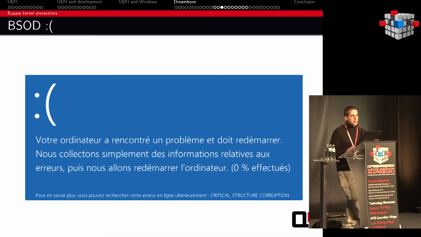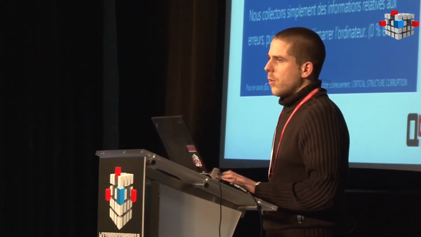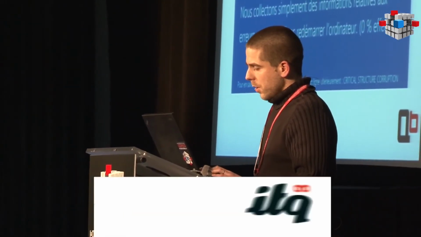But if we only do that, we have a typical blue screen of death, in French in this case, with a critical structure corruption exception. In this case, it's PatchGuard that detects something bad happening. In fact, it detects the code which has been injected in a relocation table. I don't know how, maybe with some integrity check or something like that.